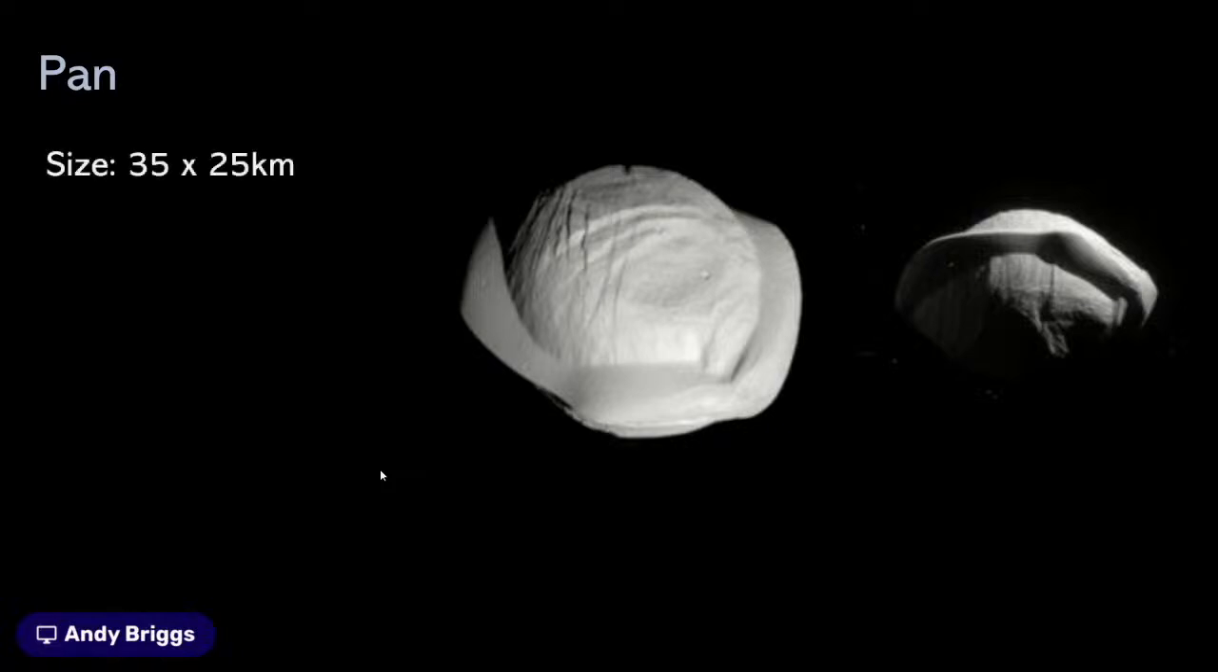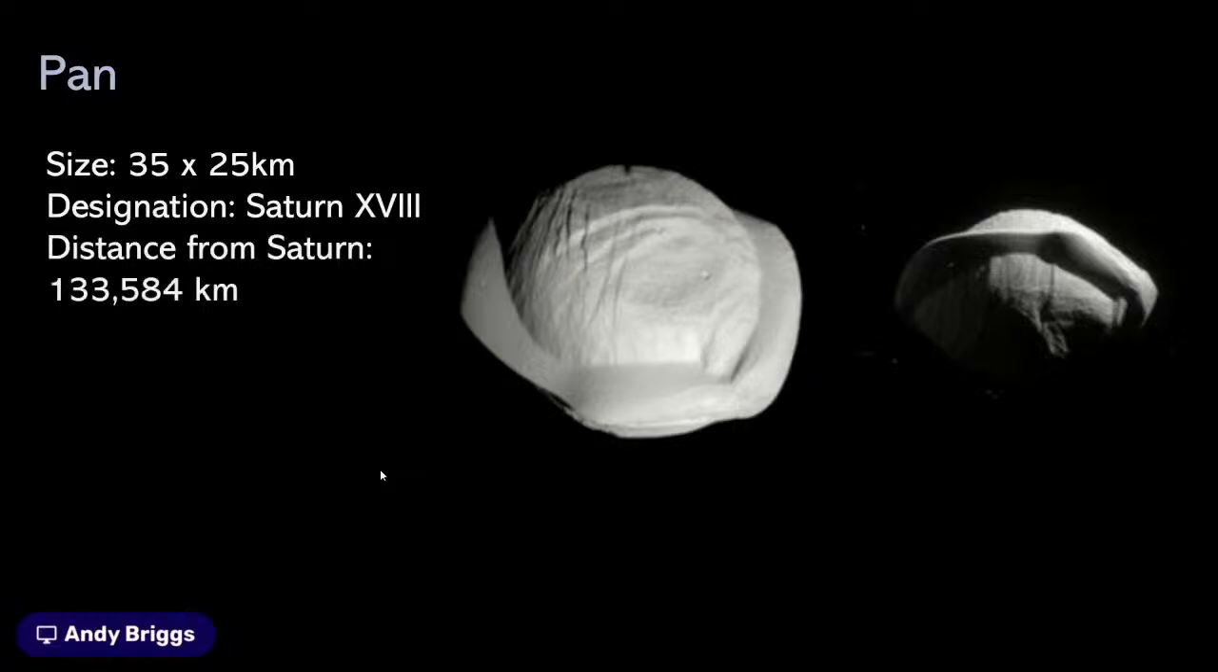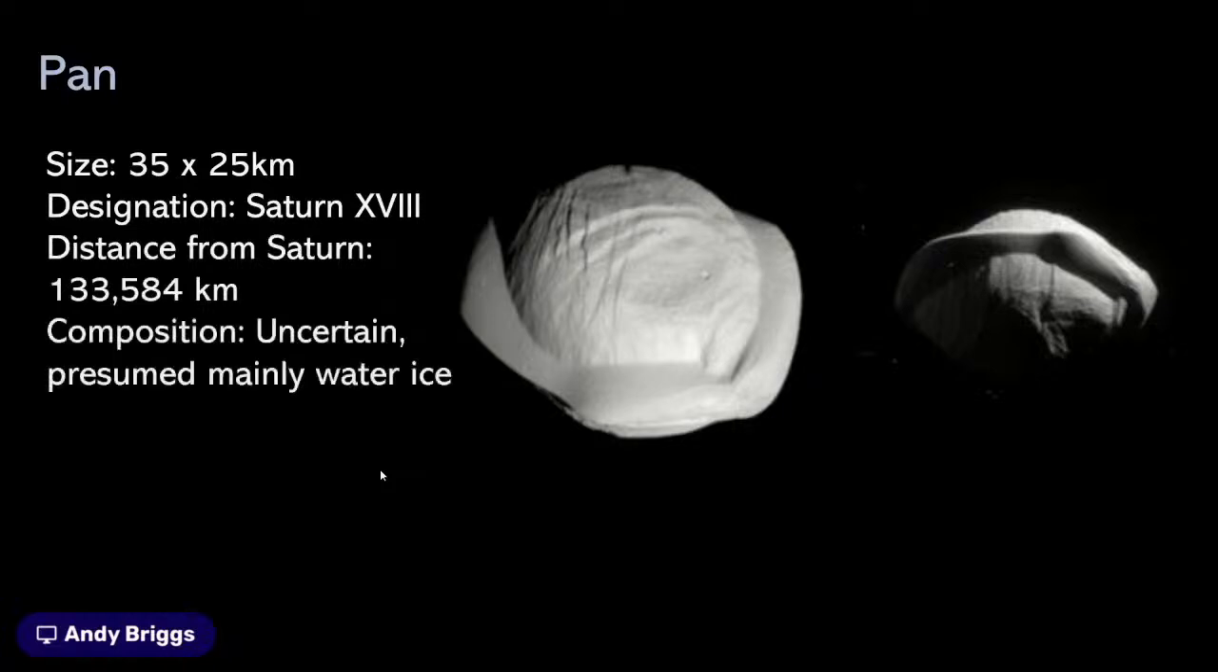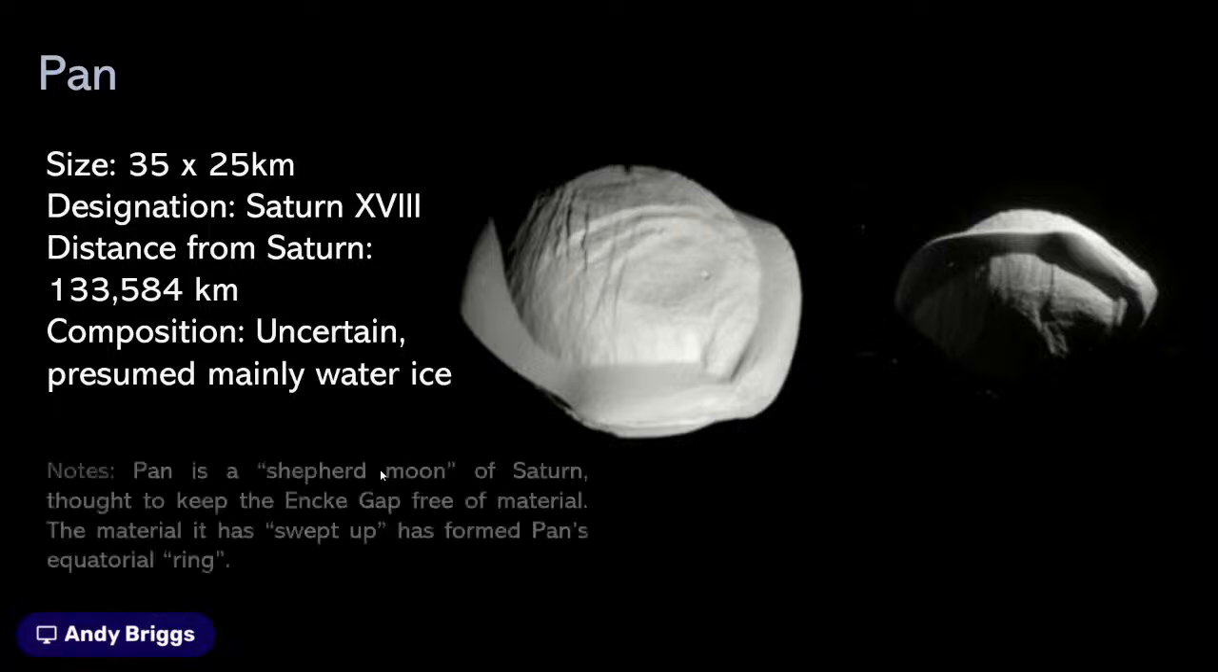This moon is very small compared to the others. It's only 35 by 25 kilometers. It's designated Saturn XVIII, and it's 133,000 kilometers from the planet. Its composition, although uncertain, hasn't been directly measured. It's presumed to be mainly water ice, again, with some rock thrown in.